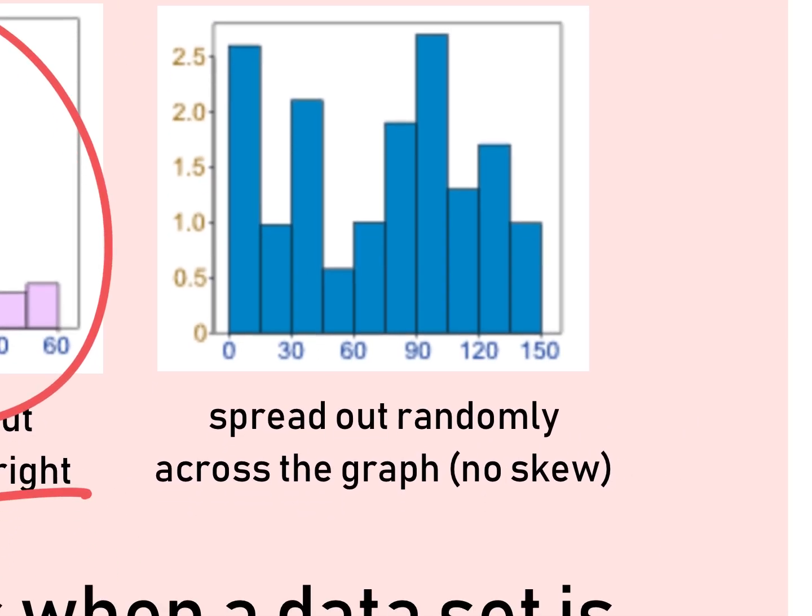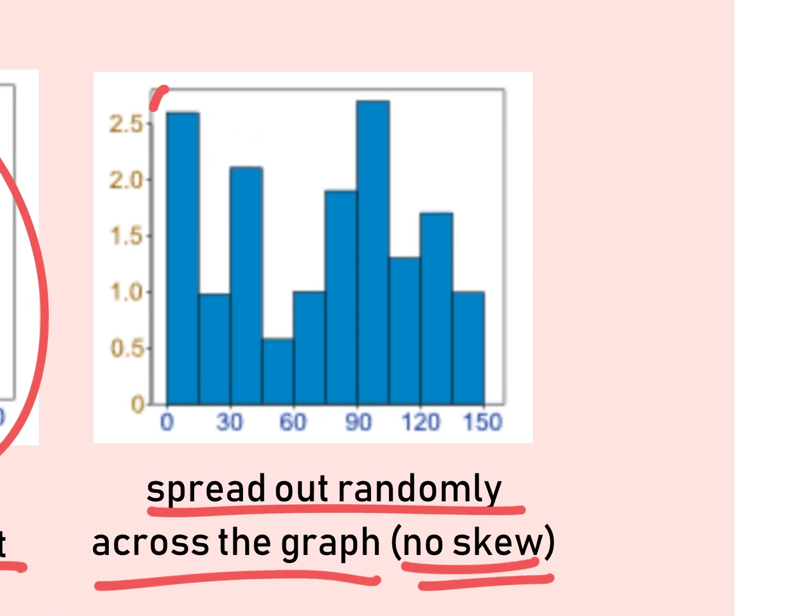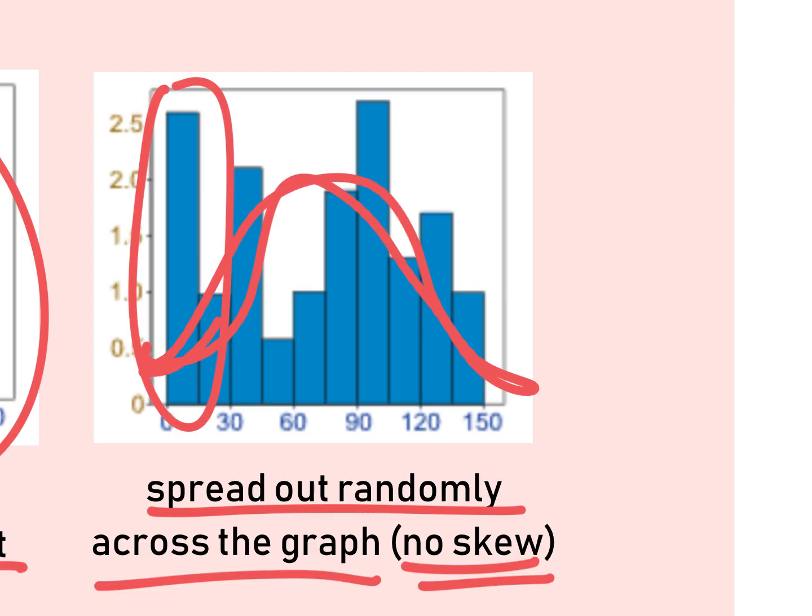This is not skewed, but it's spread out randomly across the graph, but it does not look like a normal distribution to me. Why? Because the beginning of this is super high, and the middle isn't super high. Normally it's supposed to look like this. It's supposed to look like a bell. And that doesn't look like a bell at all.